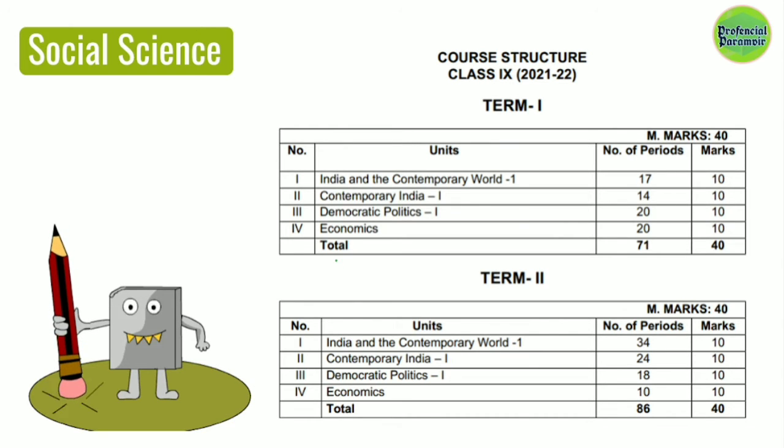For social science, we have an equal number of marks for all the subjects: history, geography, civics and economics.